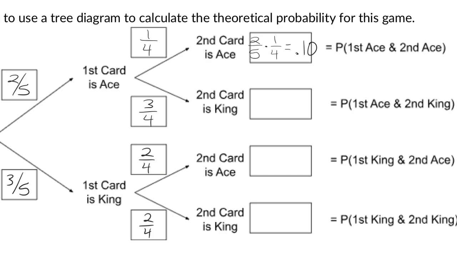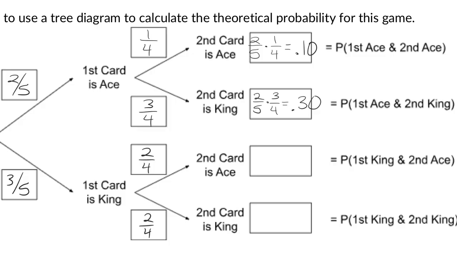If I was finding the probability that the second card is a king given the first card is an ace, or that I pulled an ace and then a king, I would do 2 over 5 times 3 over 4. 2 times 3 is 6. 5 times 4 is 20. 6 out of 20 is 0.3 or 3/10.